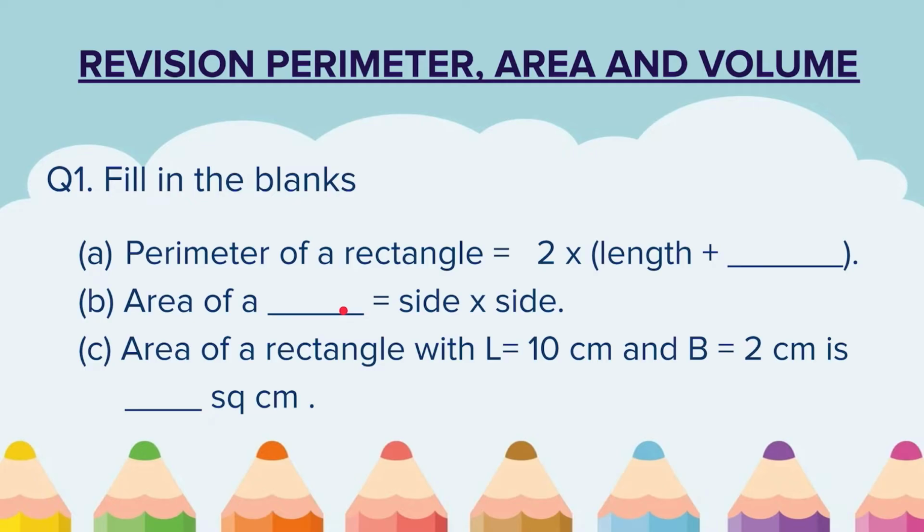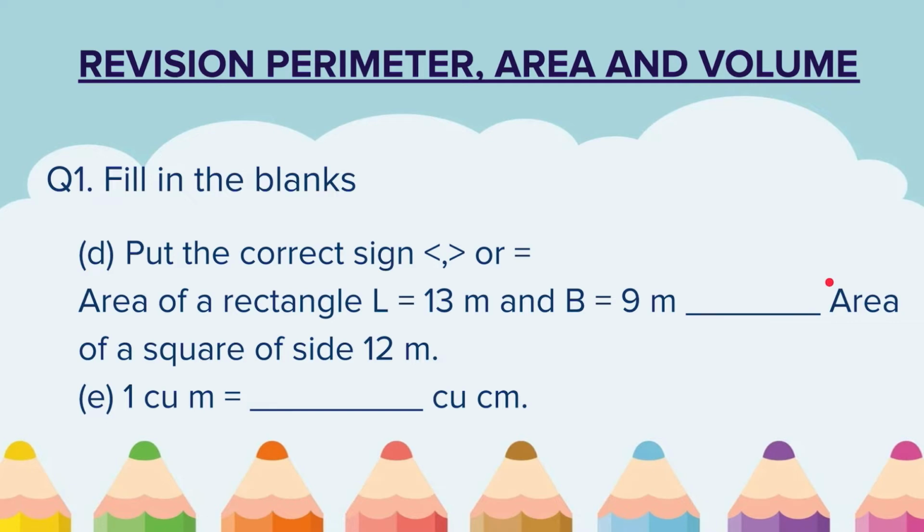C. Area of a rectangle with length 10 centimeters and breadth 2 centimeters is dash square centimeter. So unit is already given. You have to calculate and find the area and write the number here. You can take hint from the A part.